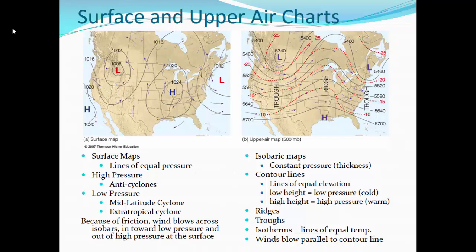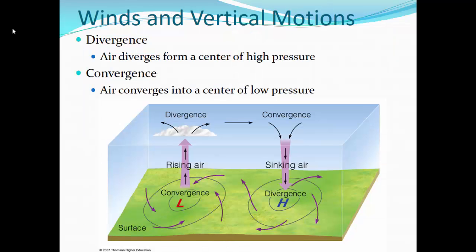On isobaric maps, or constant pressure maps, or thickness maps, all the same thing, contour lines are lines of equal elevation, with low height meaning low pressure or cold air, and high height meaning high pressure and warm air. Ridges and troughs. The red dashed lines are your isotherms, or lines of equal temperature, at 500 millibars. And again, the winds blow parallel to the contour lines.